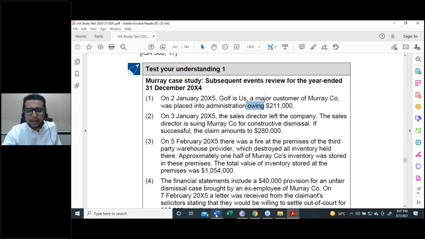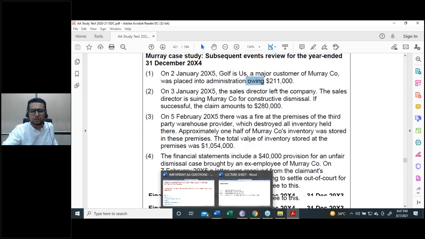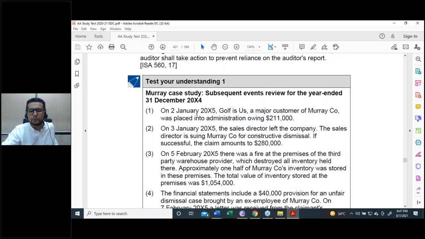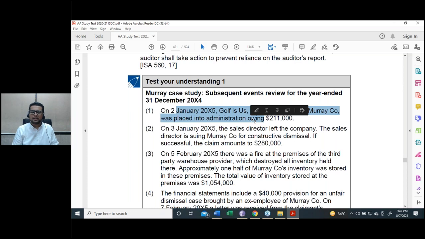So now apply the technique. First of all, I'm going to briefly discuss the issue from the question: a major customer of Murray Company went into administration owing 211,000. According to IAS 10, there were conditions of non-recoverability of this receivable at the year end. Obviously, a receivable does not go into administration overnight or all of a sudden. It takes time. Definitely, this is a long-standing debtor. So the conditions were there. So according to IAS 10, it's an adjusting event.